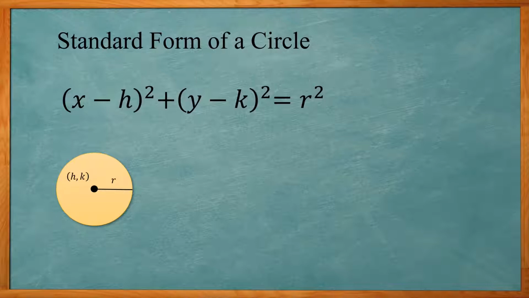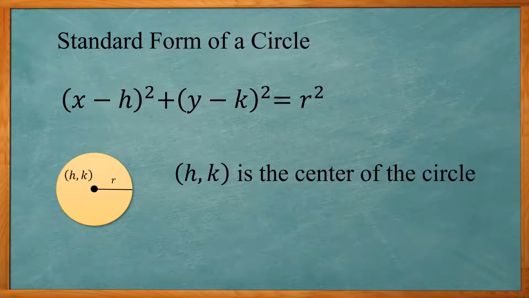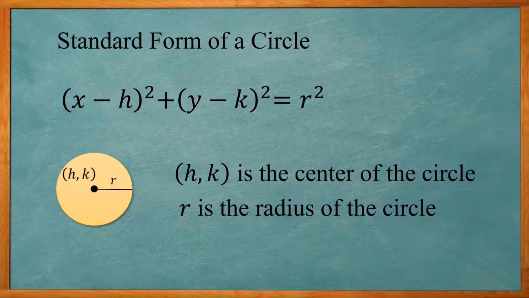So the standard form of a circle looks like this: (x minus h) squared plus (y minus k) squared equals r squared. Now the h and k is the center of the circle, coordinates, and the r is the radius of the circle. So if you have your equation in standard form like this, you can easily pick out the center of the circle (h, k) and the radius r.